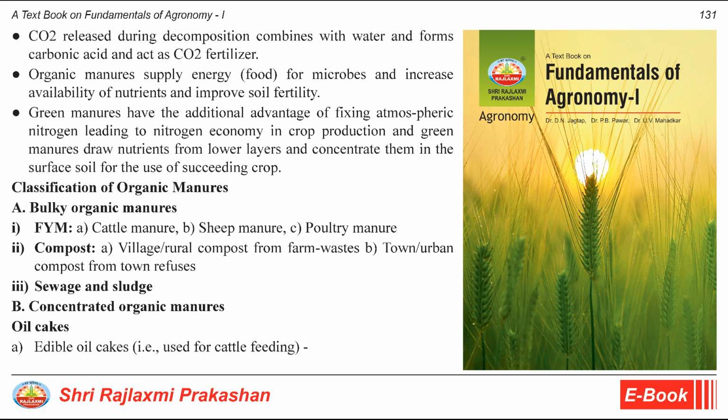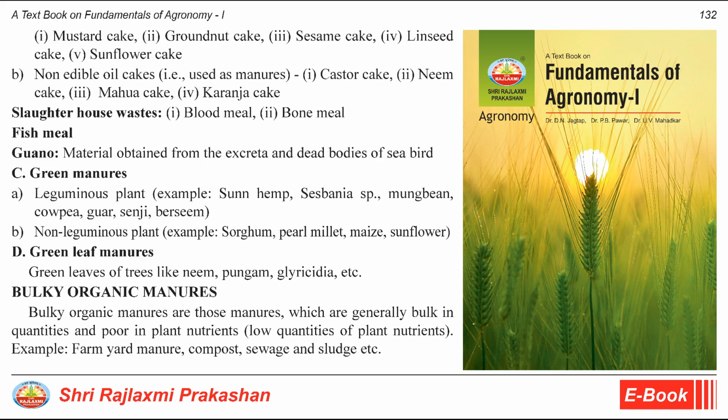Point B. Concentrated organic manures. Oil cakes. A. Edible oil cakes, that is, used for cattle feeding: 1. Mustard cake, 2. Groundnut cake, 3. Sesame cake, 4. Linseed cake, 5. Sunflower cake. B. Non-edible oil cakes, that is, used as manures: 1. Castor cake, 2. Neem cake, 3. Mahua cake, 4. Karanja cake.